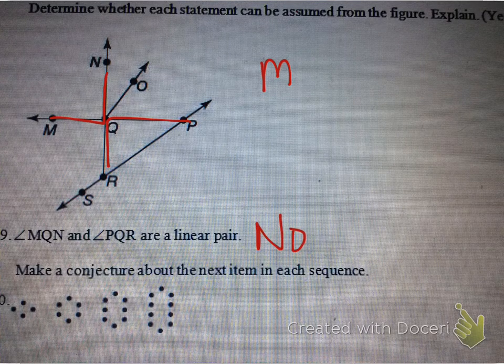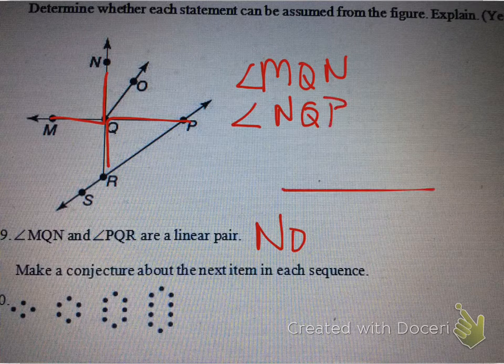Now, if I was looking at that one and I said MQN, I could have gone NQP, and that would have been a linear pair, because that would have given me something like that. Anything like that would have given you a linear pair. They have to be next to each other on a straight line.